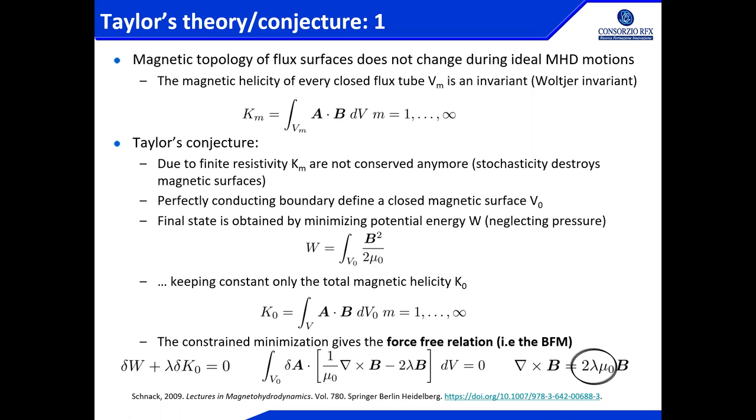So given these assumptions, you obtain the BFM, and the fact that the BFM represents pretty well your experimental data and your experimental profile was taken as a proof, because actually if you increase theta and mu above a certain threshold, it reverses. And so this is usually presented as the proof of Taylor's theory. And then he elaborated more on that.